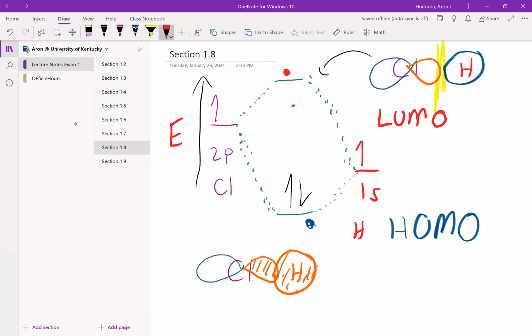So read chapter 1.8 and get some of that information for yourself. Hopefully my explanation will help you make sense of it.